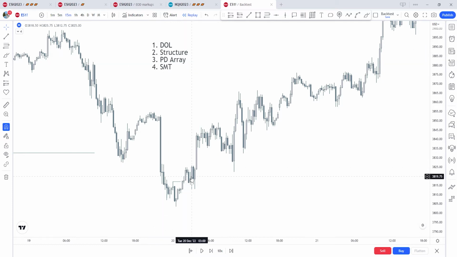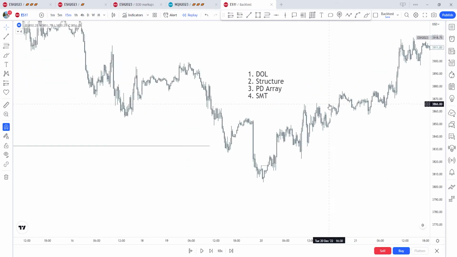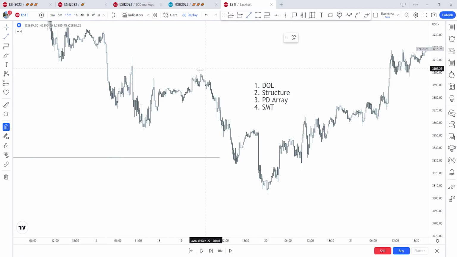Structure is potentially aligning. In hindsight, of course, it's aligned. So our draw on liquidity, of course in hindsight, will be this consolidation, as well as this. Why this one? Because there's no imbalance left here. This one filled all the imbalance, meaning if price isn't rebalancing, it's taking liquidity, and it's rebalancing this imbalance here.